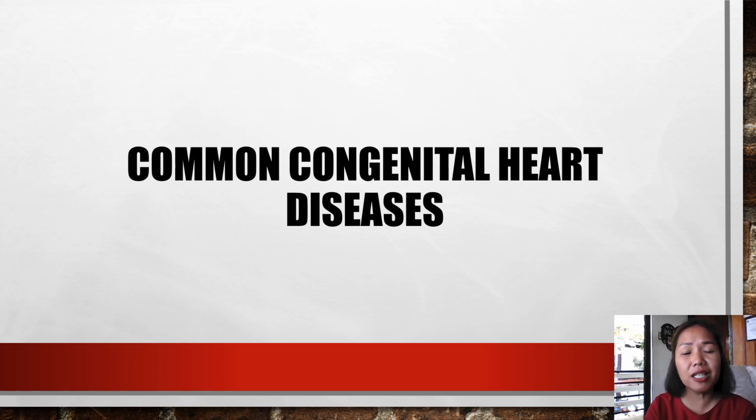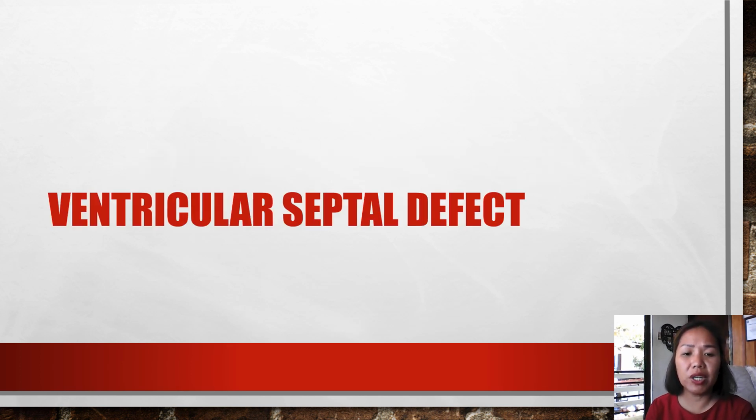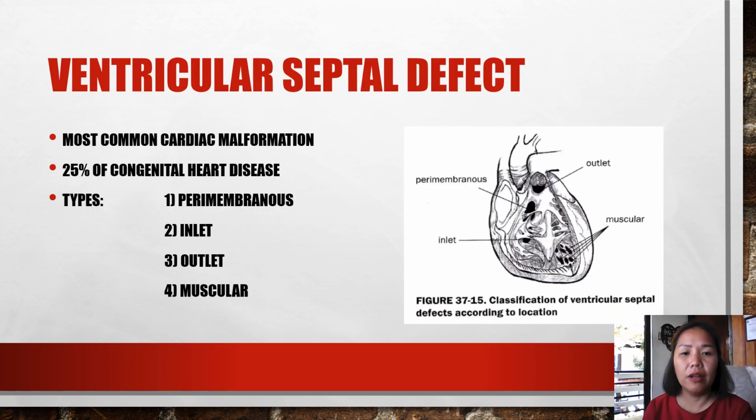I will not discuss all the congenital heart diseases. I will only discuss the most common ones. Let us start with ventricular septal defect. VSD accounts for 25% of congenital heart disease. It has different types, which are perimembranous, which is the most common type, the inlet, the outlet, and the muscular type.